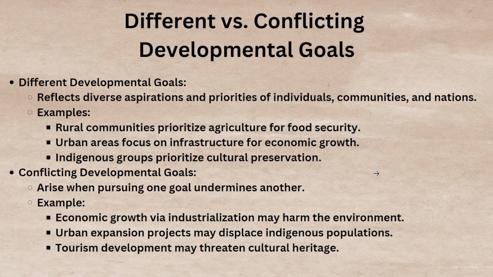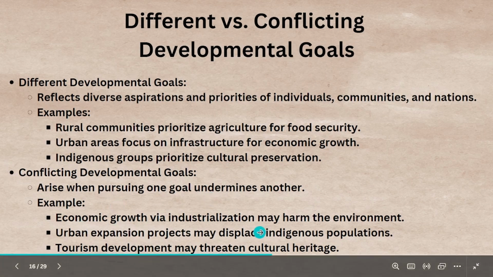See, for example, if your friend has a different opinion, you have a different opinion, what will it make? It will make conflict. Conflict means two people can't agree on one thing. So what will happen through that? Economic growth via industrialization may harm the environment.